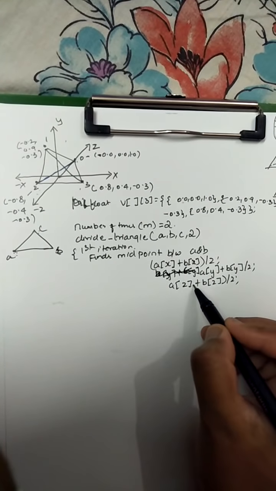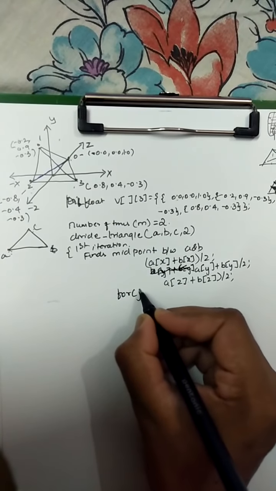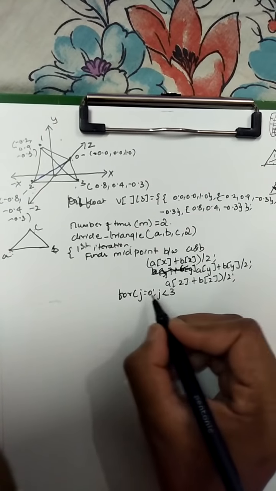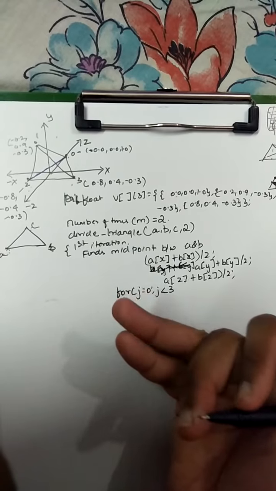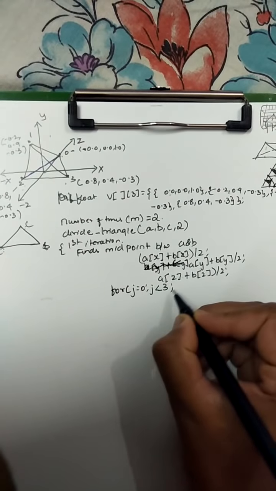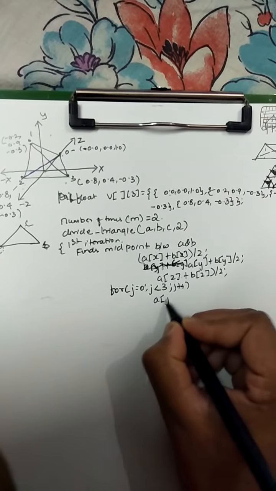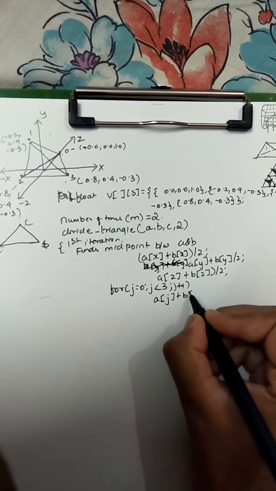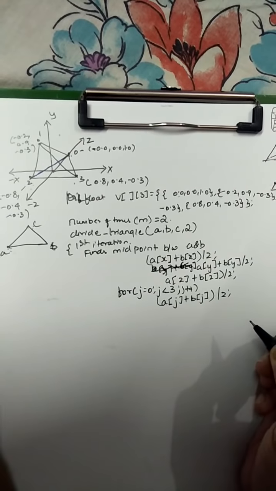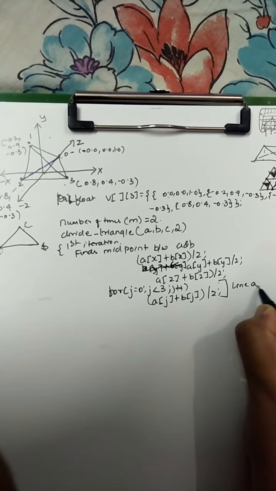How many times am I running here? 3 times. So I can take a for loop, let me start with 0 and it should end when it reaches 2. So j equal to 0, 1 and 2, 3 times. That is for x, y and z. I'll increment the j. So a of j plus b of j divided by 2. This will be the logic. This is for line A and B.